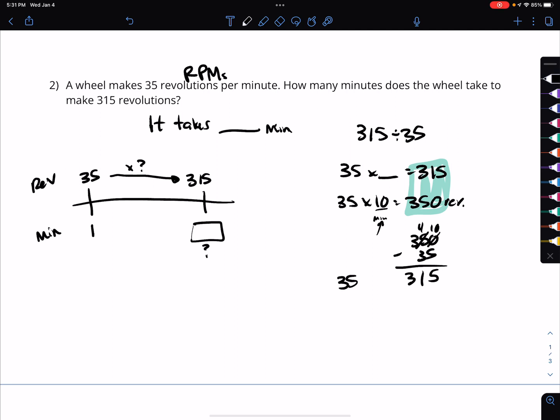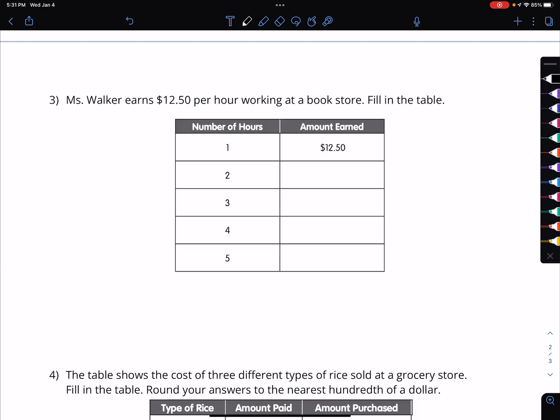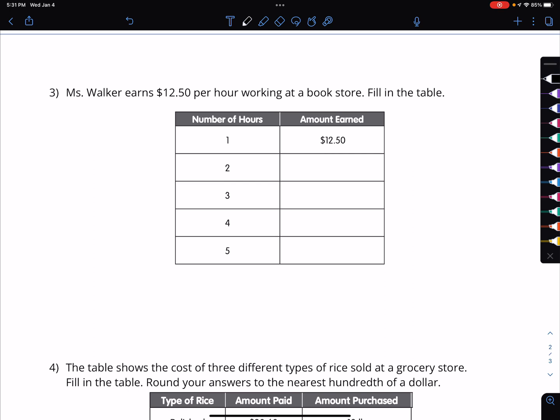So 35 times 9 is going to equal 315. So over here we know that the revolutions are 9 times as great, so that would mean we would need 9 times as many minutes. So it takes 9 minutes to turn that many revolutions. Great. All right, question number three.